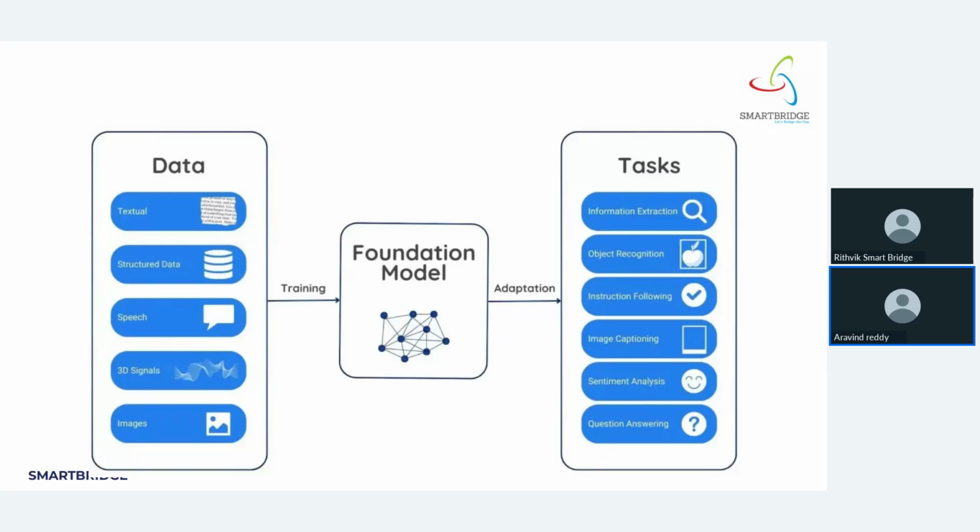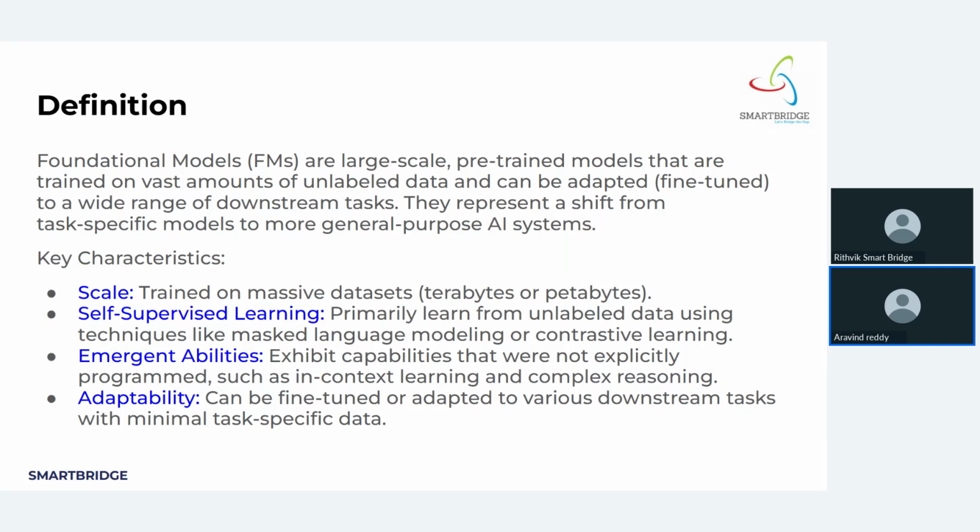So these are the operations you can perform using these foundation models. Okay, foundation models are large-scale, pre-trained models that are trained on a vast amount of unlabeled data and can be adapted, fine-tuned, for a wide range of downstream tasks. See, these foundation models are nothing but large language models. Large language models means the models trained on a vast amount of data to do a specific task, right? And so it can be adapted, fine-tuned. What is this fine-tuning in general?